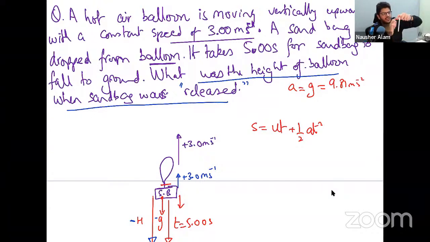It's like ये पेन है, इसका ऊपर वाला पार्ट और नीचे वाला पार्ट कनेक्टेड है. ये पेन ऊपर जा रहा है 3 मीटर पर सेकंड स्पीड से, तो ये नीचे वाला पार्ट भी ऊपर जा रहा है 3 मीटर पर सेकंड स्पीड से. क्या ये बात समझ आ गई? Yes, that the sandbag is moving with this speed.